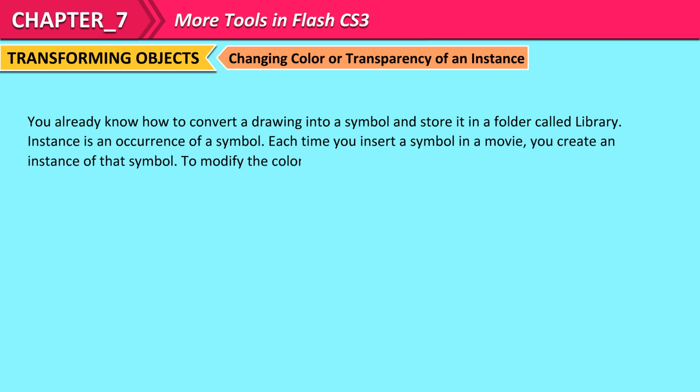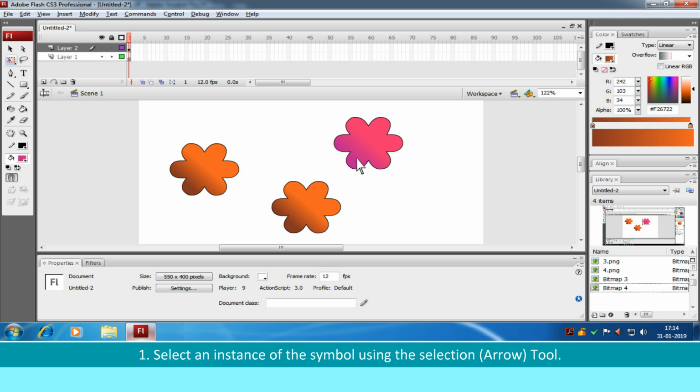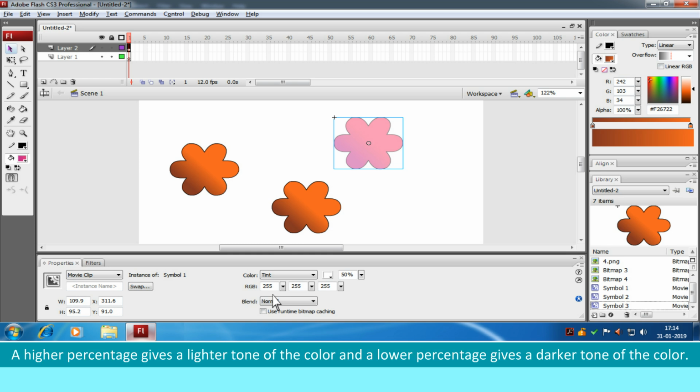To modify the color properties of a particular instance or change its brightness or transparency, follow these steps. First, select an instance of the symbol using the Selection arrow tool. Second, click the drop-down menu arrow of Color in the Property Inspector window, choose Tint and specify the desired percentage. A higher percentage gives a lighter tone of the color and a lower percentage gives a darker tone of the color.